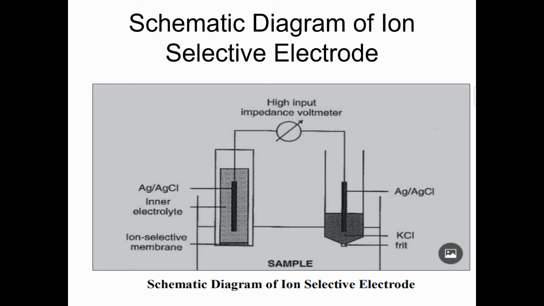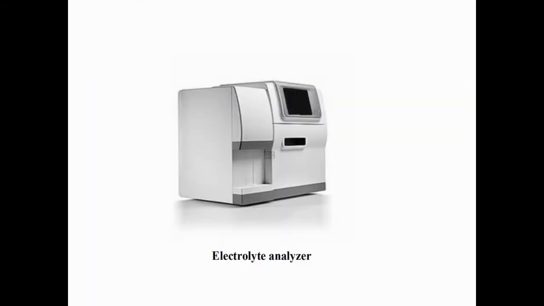This is a schematic diagram of an ion selective electrode, so just look into it. First, a high input impedance voltmeter is there, which is used for measuring the values. Then AgCl is there, and potassium chloride, the ion selective membrane, and then the inner electrode, which comprises Ag or AgCl. This is the schematic diagram given, for the electrolyte analyzer.